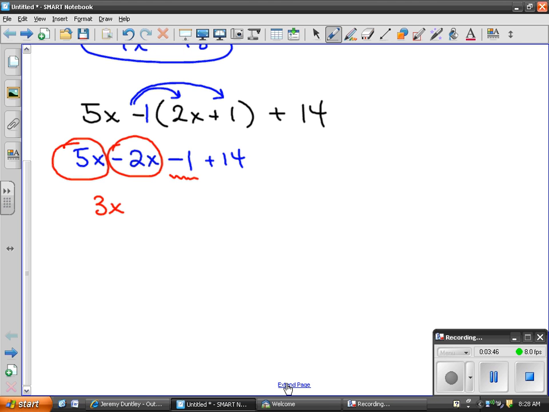I also recognize that I have a negative 1 with no variable next to it, and a 14 with no variable next to it, so they must also be like terms. When I combine negative 1 and 14, I end up with a plus 13. That is my simplified expression.